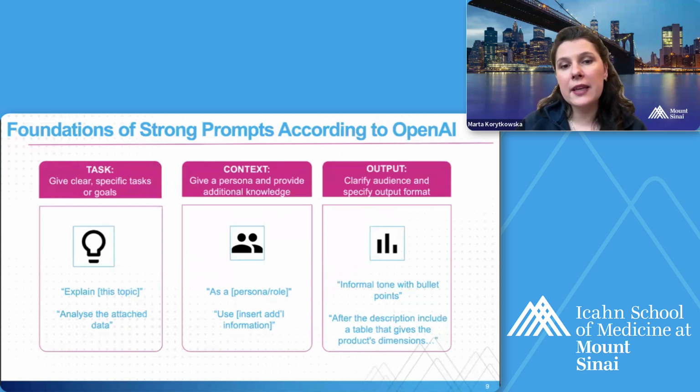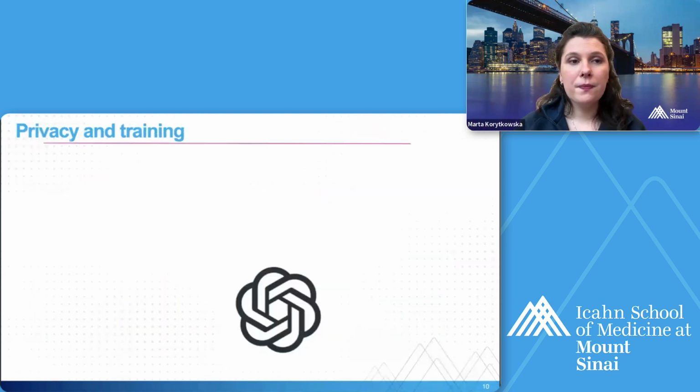Output is what you would like. So, would you like an informal tone with bullet points? And after the description, include a table that gives product dimensions. Would you like an additional thing to be given to you? So this might also be: explain this to me as if I'm a professor, which is your context, teaching somebody who is new to the course, which is your output.